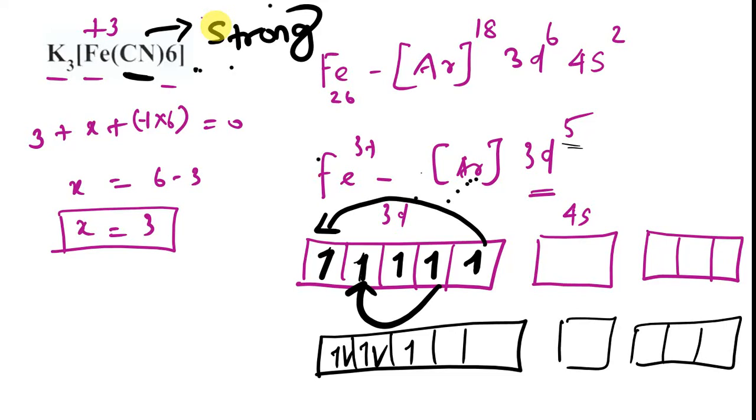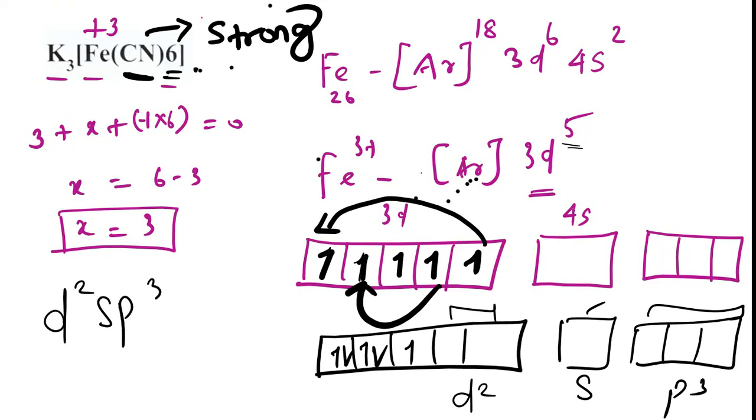Right? So how many ligands are there for CN? 6 ligands are there. So what happens? It can take these 2 orbitals, this one orbital, and these 3 orbitals. That is d2, s, and p3. So the hybridization will be d2sp3 hybridization. Right? The hybridization will be d2sp3 hybridization.